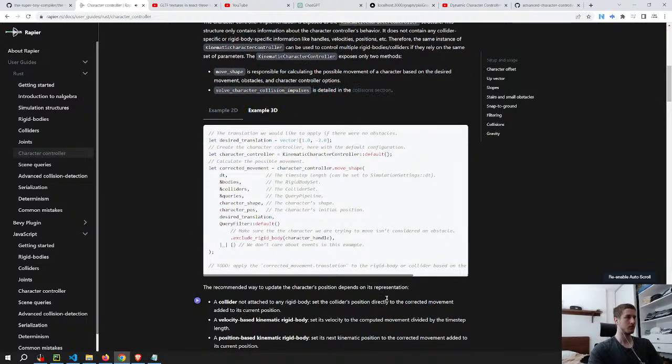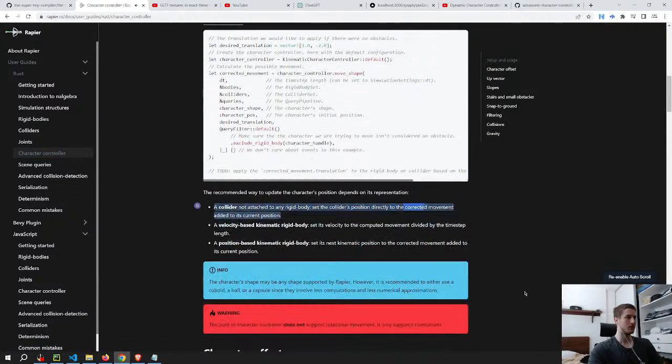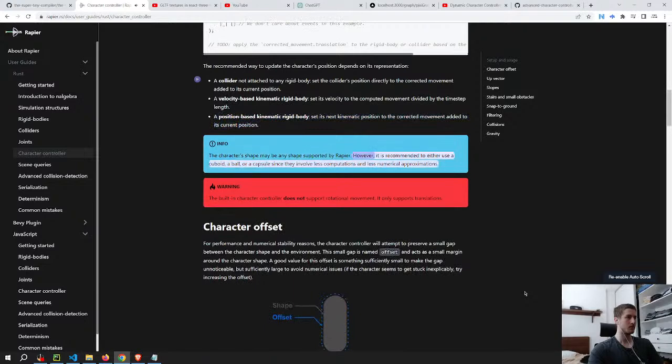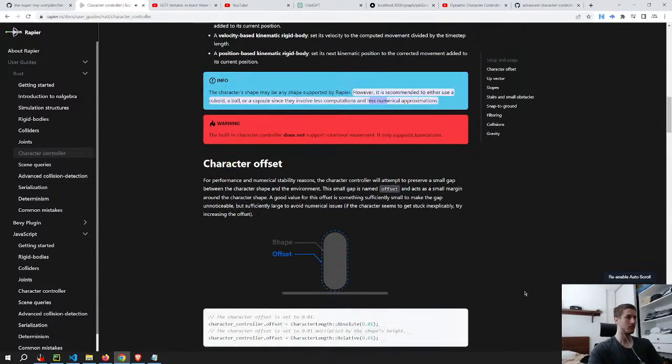Example 3D. // The translation. A collider not attached to any rigid body: set the collider's position directly to the corrected movement added to its current position. A velocity-based kinematic rigid body: set the velocity to the computed movement divided by the time step length. A position-based kinematic rigid body: set the next kinematic position to the corrected movement added to its current position. The character shape may be any shape supported by Rapier. However, it is recommended to either use a cuboid, a ball, or a capsule since they involve fewer computations and fewer numerical approximations. Warning: the built-in character controller does not support rotational movement. It only supports translations.